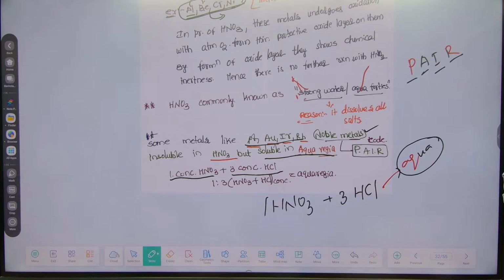So what is the composition of aqua regia? HNO3 and HCl. What is the purpose of it? To dissolve noble metals.